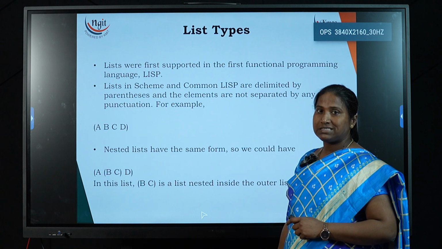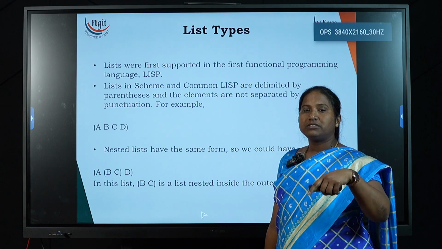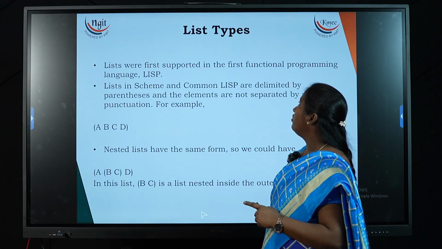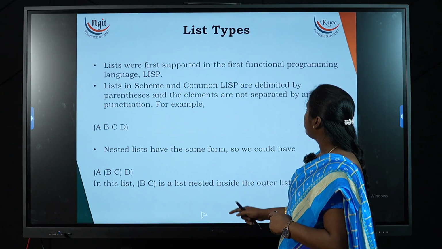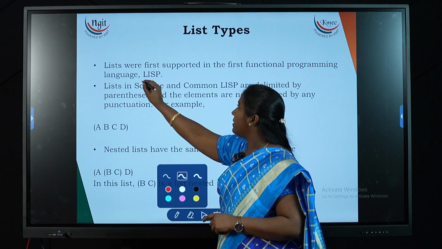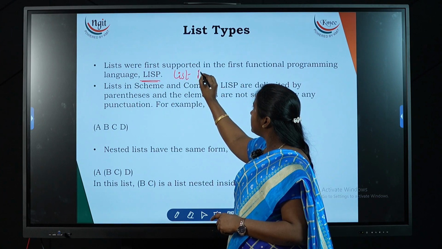Let's see about list type. So tuple data type is being supported by Python, ML, F#. Now let's look into list type. List is first supported in the basic functional programming language, which is Lisp. Lisp basically stands for list processor.